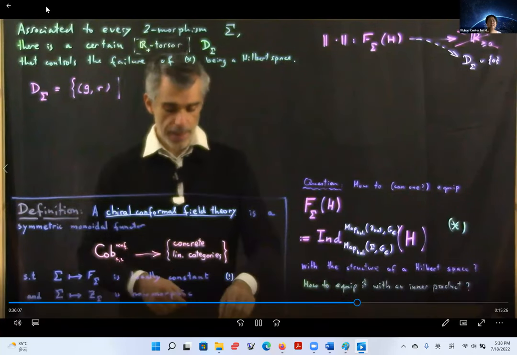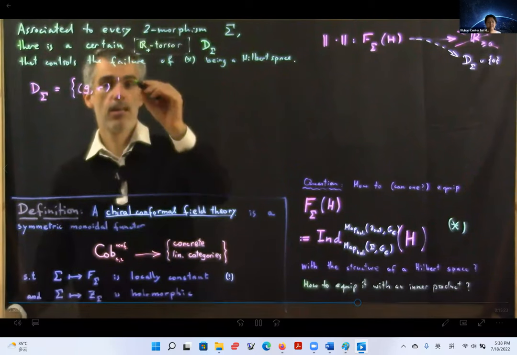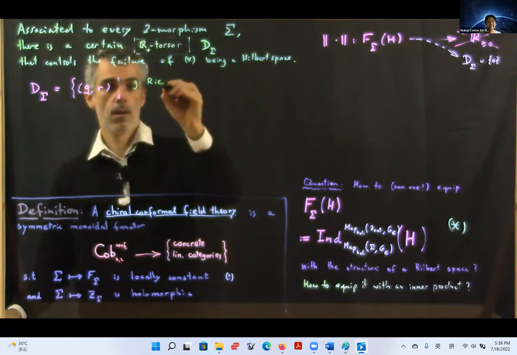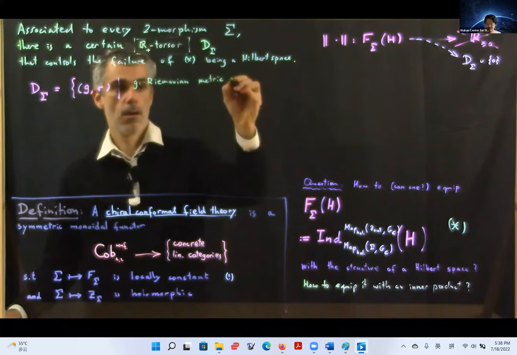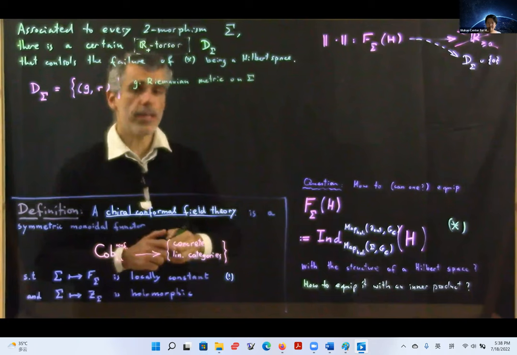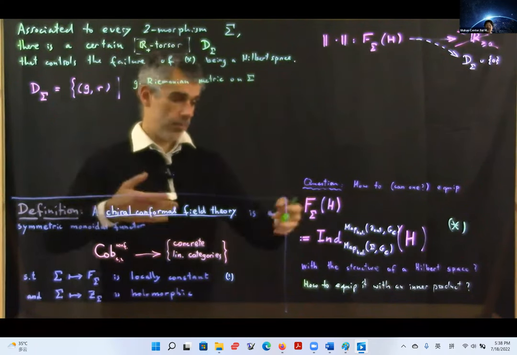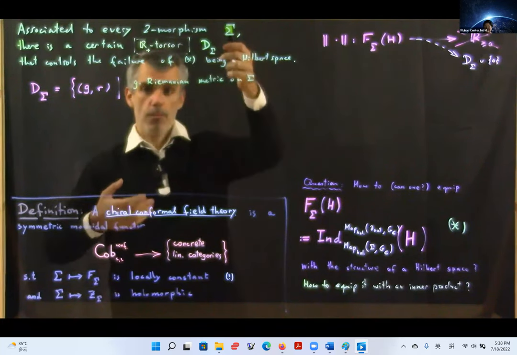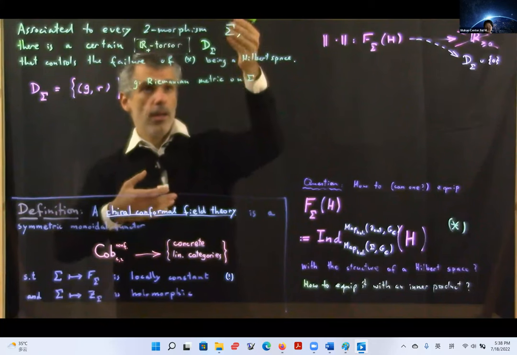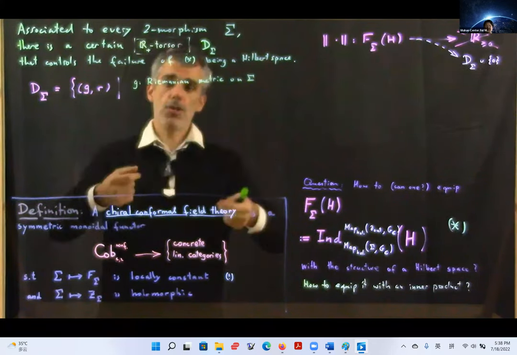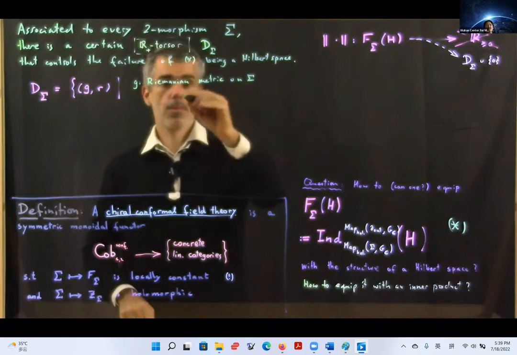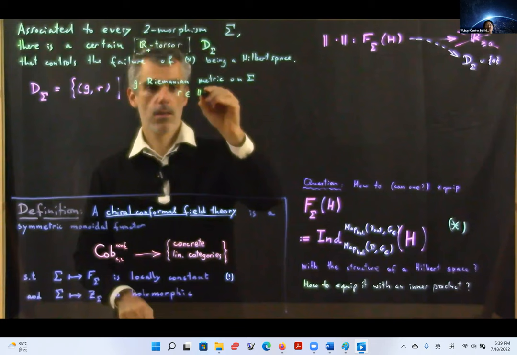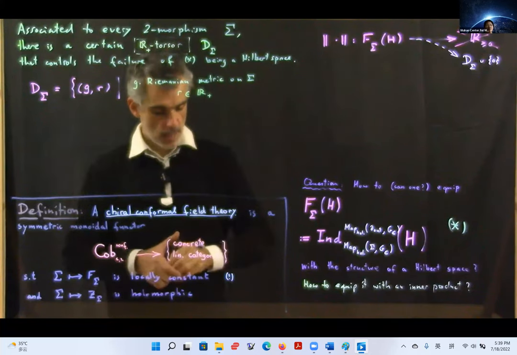So it's going to be represented by a pair (G, R), where G is a Riemannian metric inside the conformal class. I mean, this is a complex curve, so it has a Riemannian metric well defined up to a function, and you sort of pick one of these Riemannian metrics in that equivalence class. And R is just a positive real number.